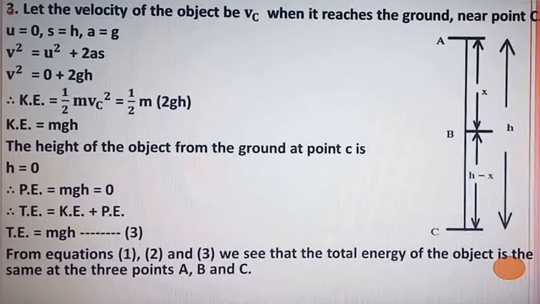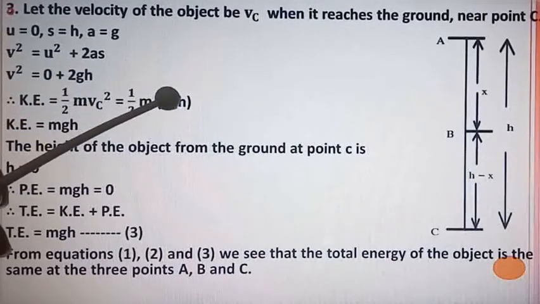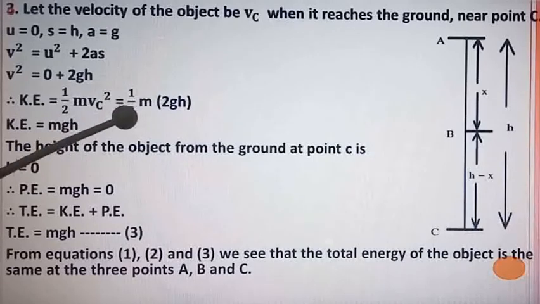Again take the equation V square is equal to u square plus 2as. So V square, what is u? 0. So 0 square is 0 plus 2, in place of a, g, and in place of s, h. So kinetic energy is half m vc square, that is half into m into vc square, which is 2gh. So substitute the values, 2 will get cancelled off. So kinetic energy will be mgh.